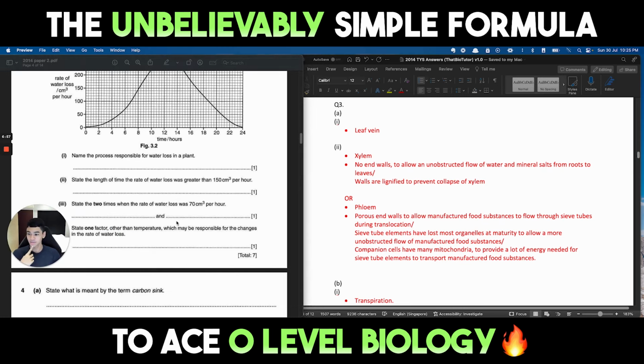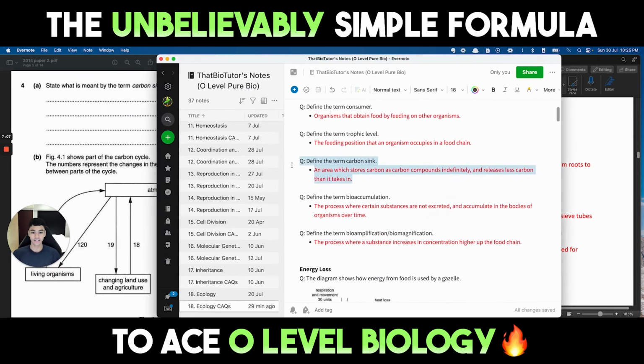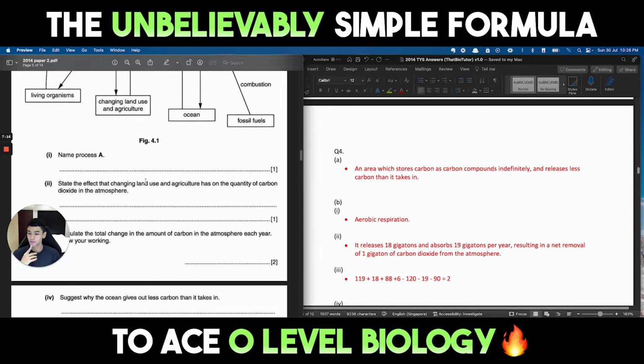Then all these ones, very simple stuff. What is meant by the term carbon sink? The definition. Carbon sink, what's that? Ecology. Ta-da! Yes, 3 marks again. Just copy and paste. That's what I did. Carbon sink. Next. This one's quite easy.